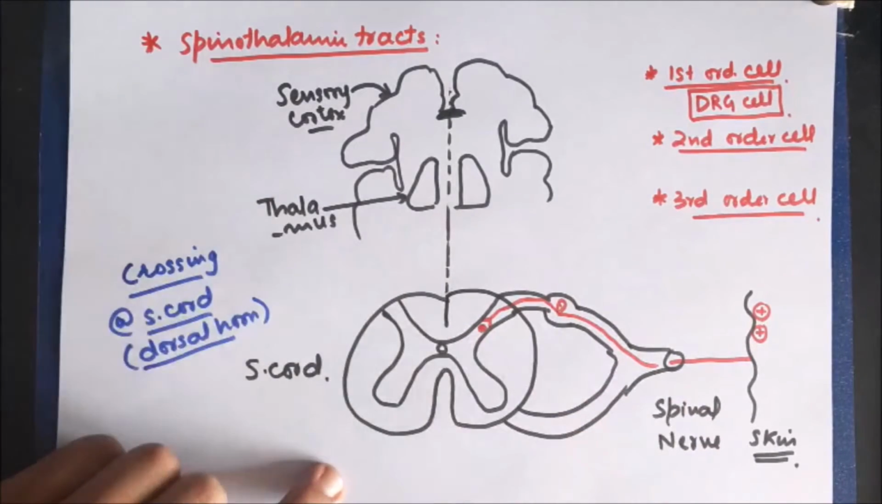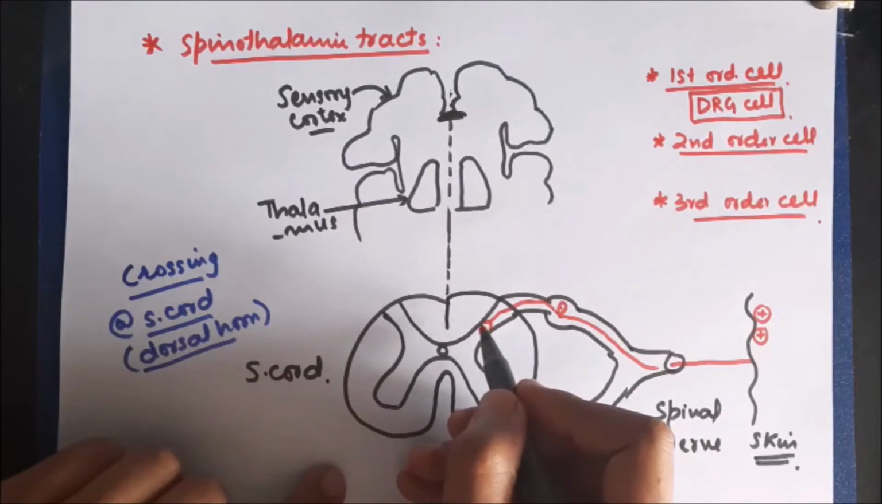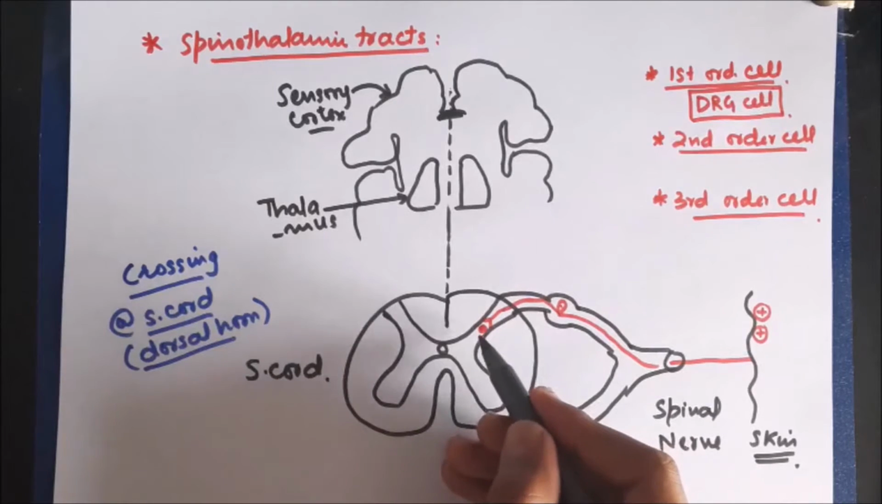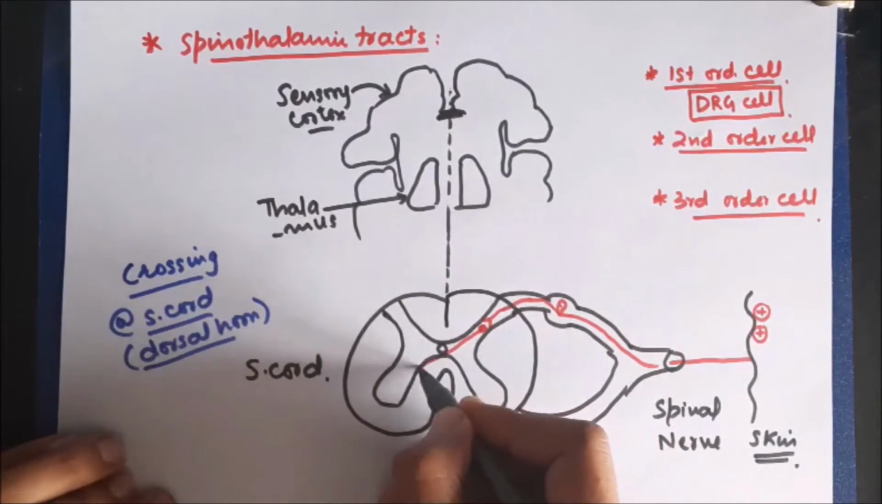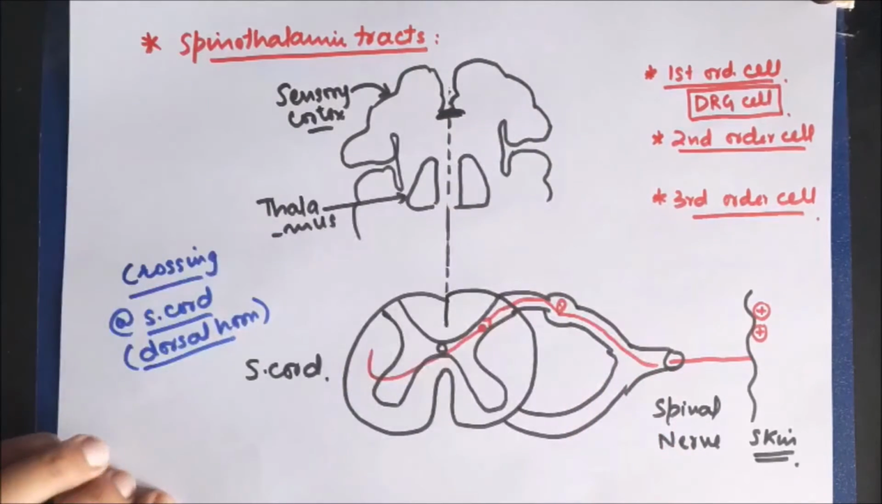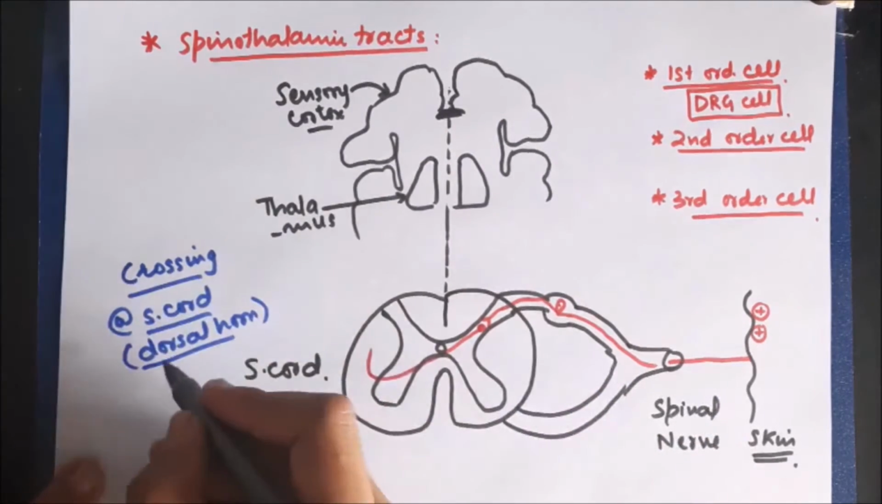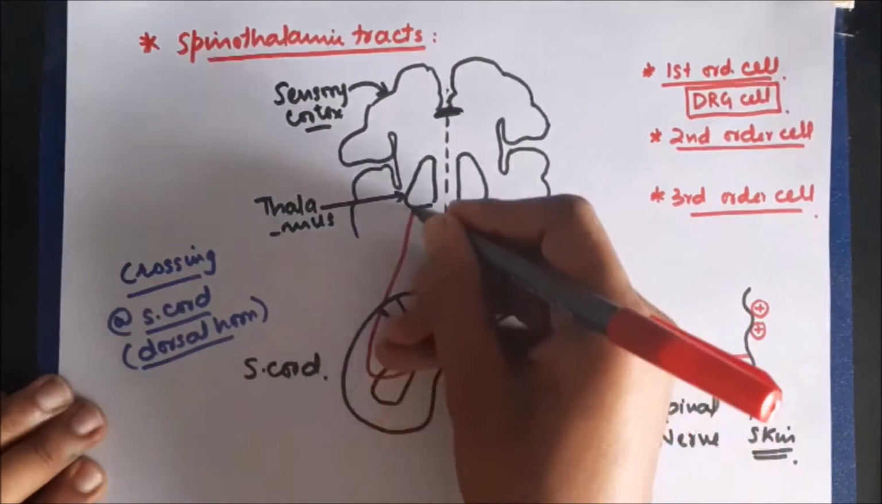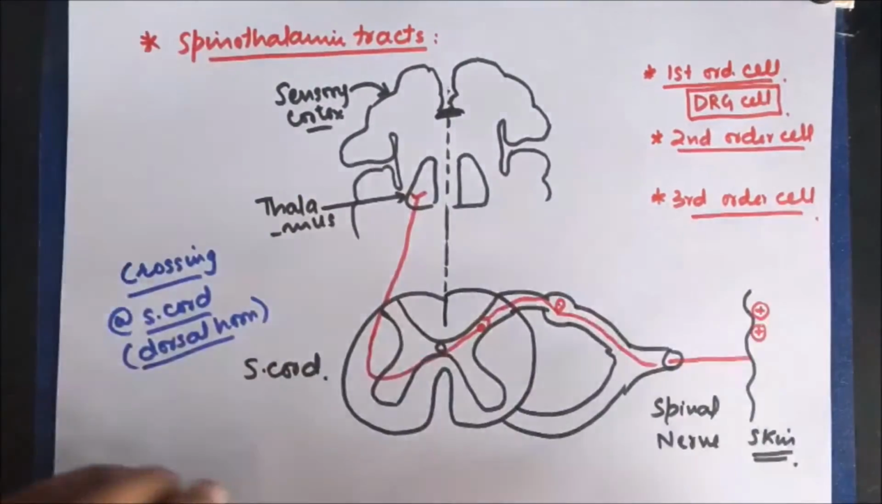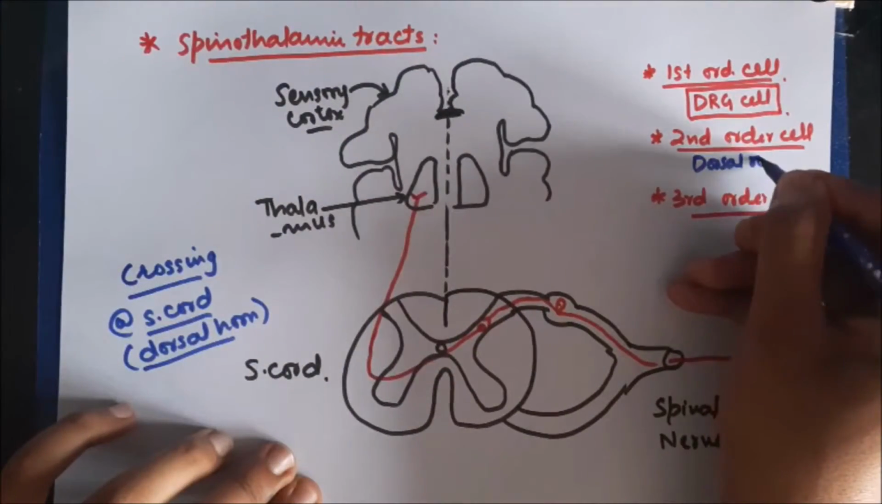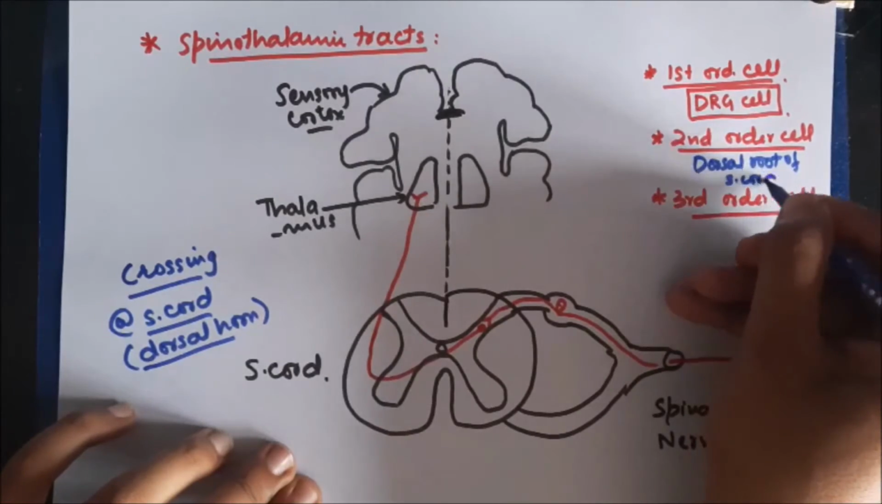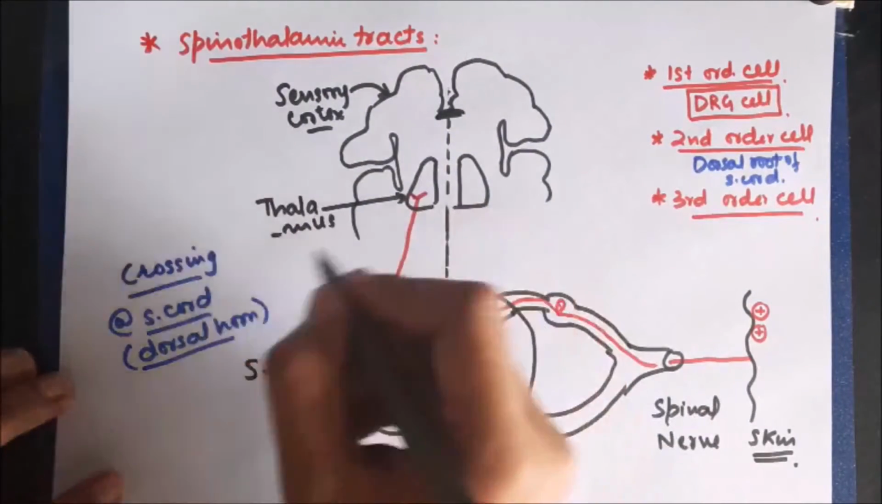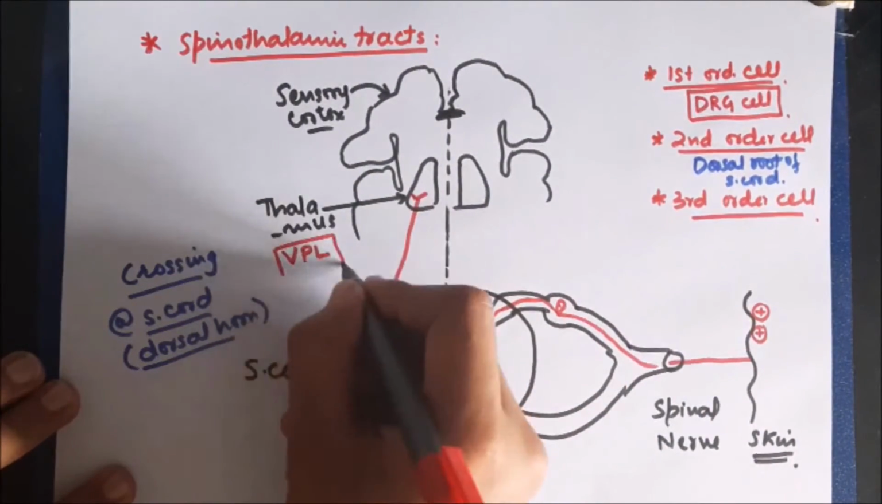The second order sensory neuron is the dorsal horn cell of the spinal cord. So the first synapse is in the dorsal horn itself, and the second order neuron then crosses to the opposite side and forms the lateral spinothalamic tract. So the second order sensory neuron goes to the thalamus. This is the central second order cell.